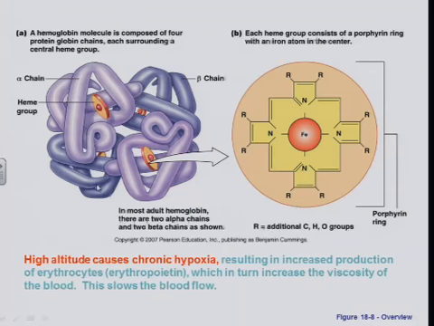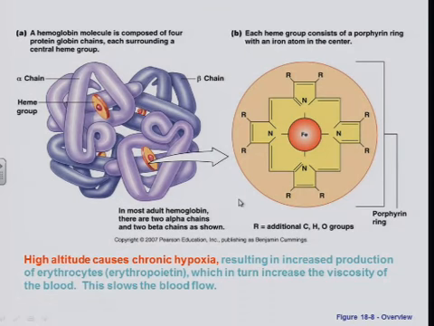We talked a lot about hemoglobin saturation, two alpha chains, two beta chains. Remember, in a fetus, we have two gamma chains. Gamma chains increase the affinity or binding of oxygen to hemoglobin because of the hypoxic environment of a fetus. Also, high altitude causes chronic hypoxia, resulting in increased production of erythropoietin, increasing the number of red blood cells and the amount of hemoglobin.